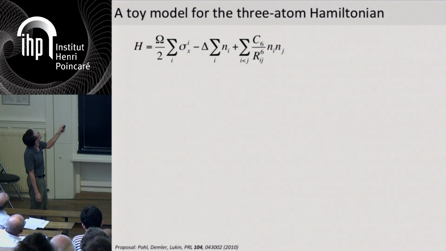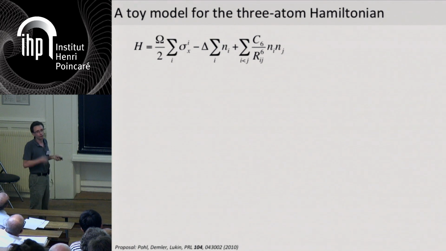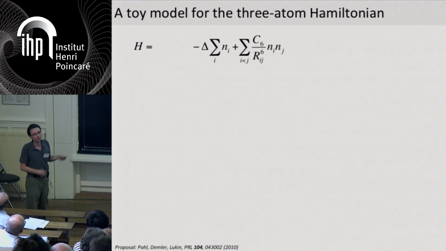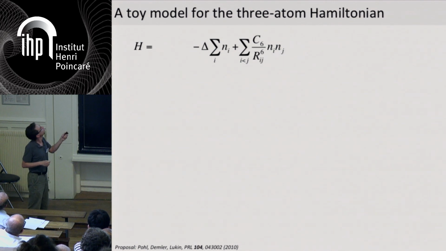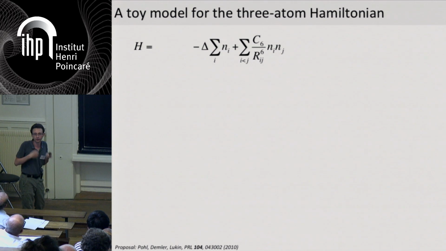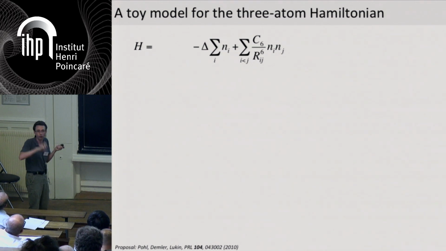So for extra simplicity, let's first assume that the Rabi frequency goes to 0. So I'll switch this back on at the end. And so we're left with 2 terms in our Hamiltonian. One is a detuning term, which in this case can be seen as a chemical potential, or in other words, it tells me what is the price, what is the cost in energy to add 1 extra Rydberg excitation in my system. And this price can be either positive or negative, depending on the detuning.